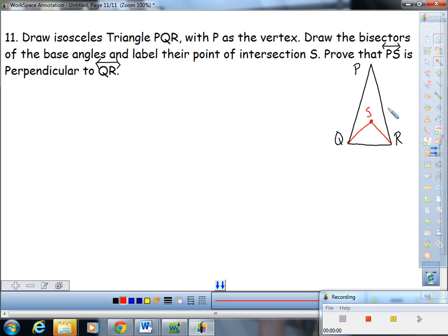And then it says prove that PS, that line PS, notice line PS, is perpendicular to the line QR. So I need to draw one more line from P through S. And we have to prove that that is perpendicular to QR. Okay? All right, here we go.